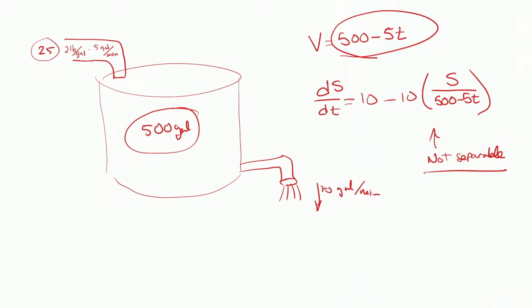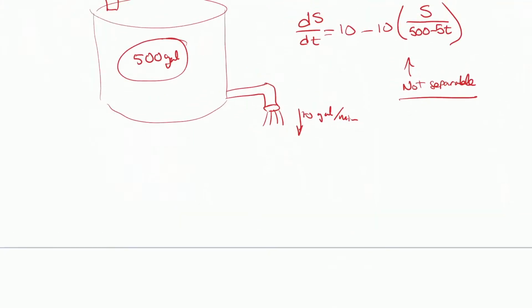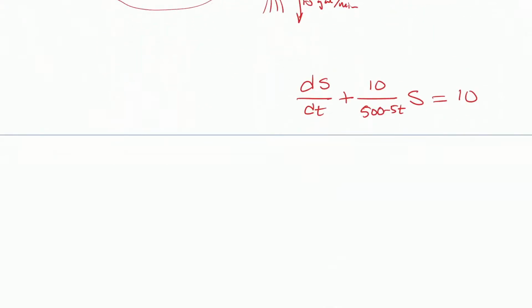So it is linear though, so you could use the linear differential equation techniques. And does it actually have you do that? When is the tank empty? I guess so. So you'd have to solve that thing using here. If you really want me to, I can do it here just a minute. So ds over dt plus 10 over 500 minus 5t times s is equal to 10. I have my integrating factor.